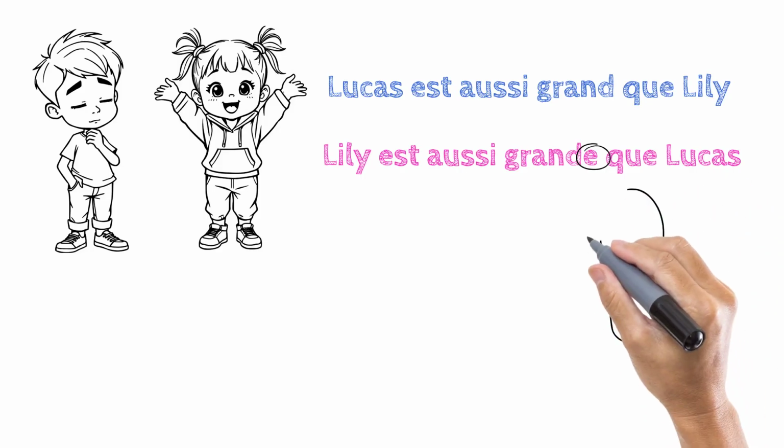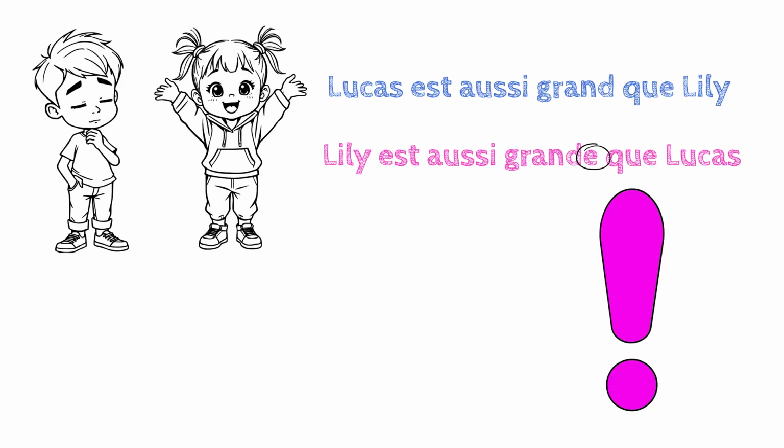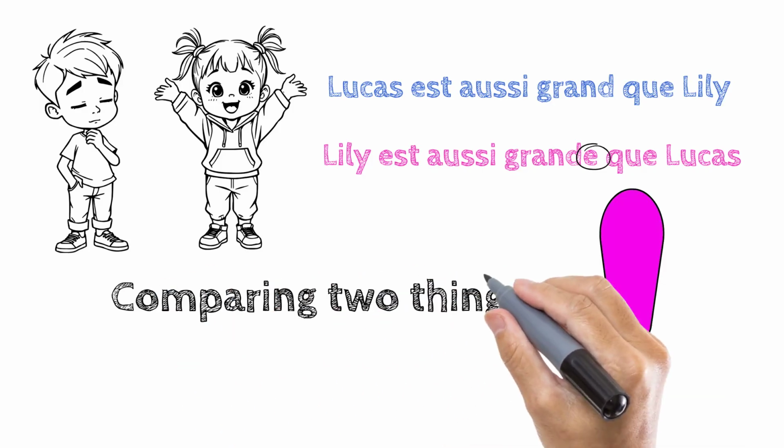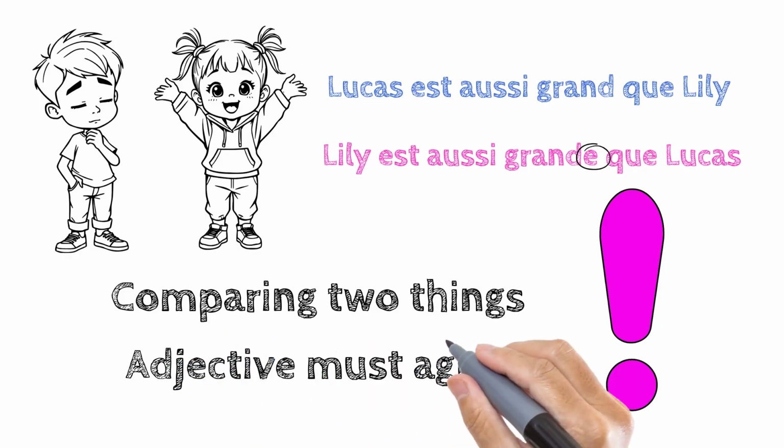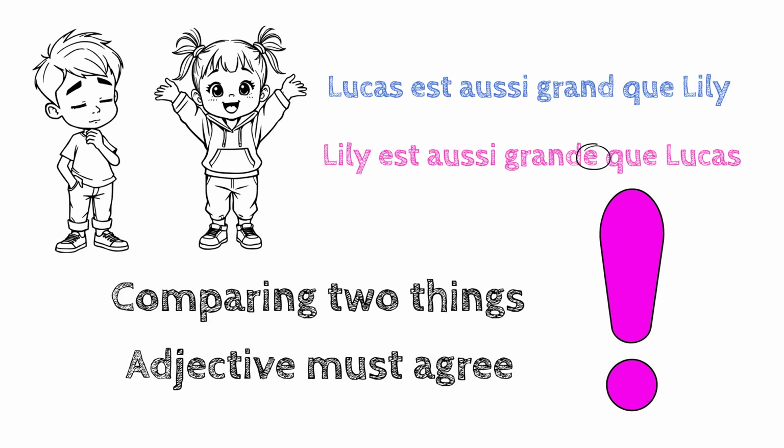So just a reminder with comparatives. First thing is we remember that they are comparing two things, two people, two ideas, and it is important that the adjective agrees with the noun that it's describing, as would be normal when we use adjectives.